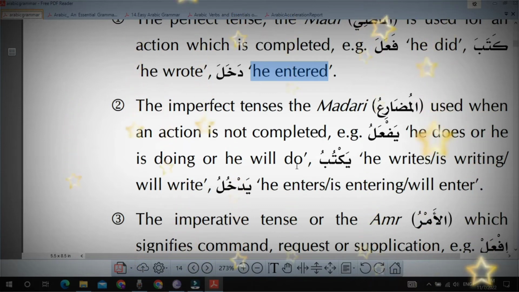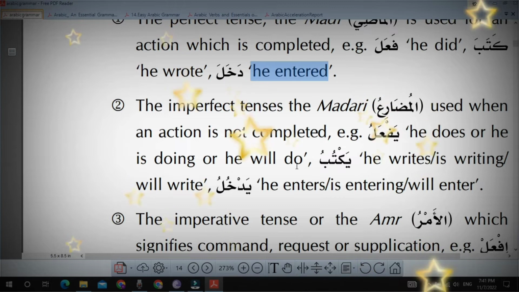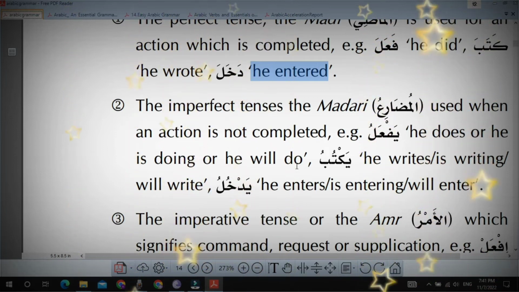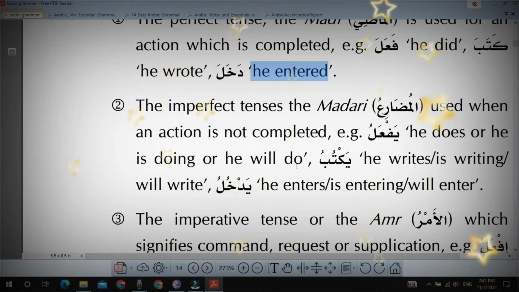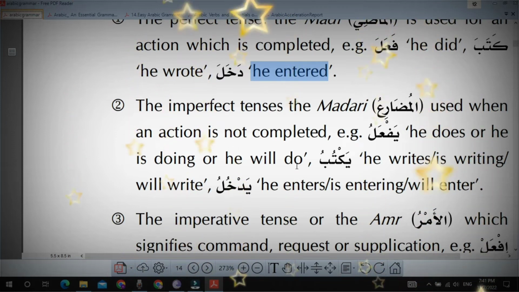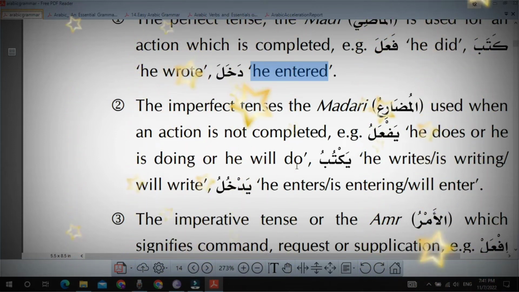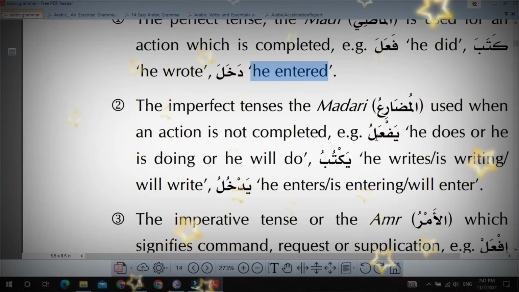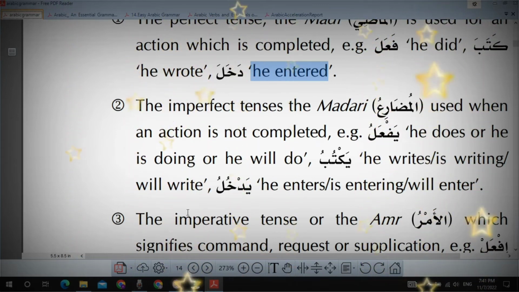What if you want to use the mudari' as present continuous? What letter will we add with the word mudari', and it will give us the meaning for the present continuous? I will tell you each and everything in my coming videos. Therefore, you should continuously learn with me. So I told you, yaf'alu, this word has three meanings. He does, he is doing, or he will do.